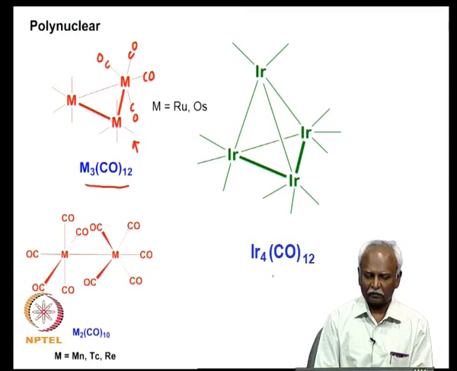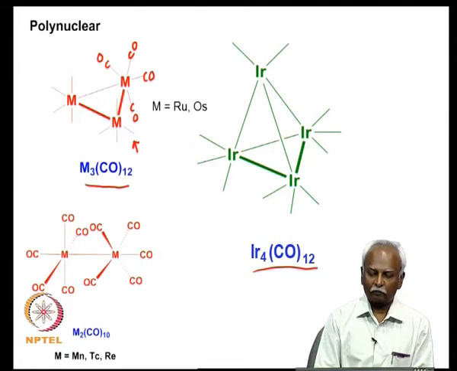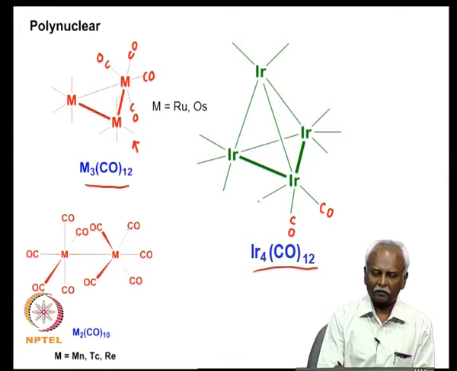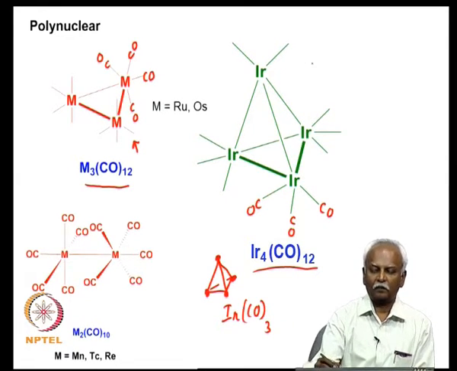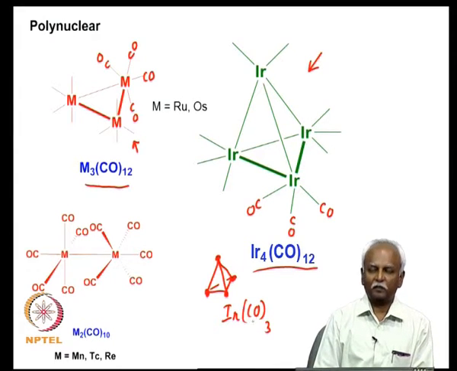Here you have another instance of a tetrameric species, and this is a system where you have iridium with 3 carbon monoxides, and each of these vertices of this tetrahedron that you have here is capped by an Ir(CO)3 moiety. So, each one of these vertices is occupied by an Ir(CO)3 moiety, and that is the structure which is shown here. In order to simplify the structure, we have shown it with only simple lines.